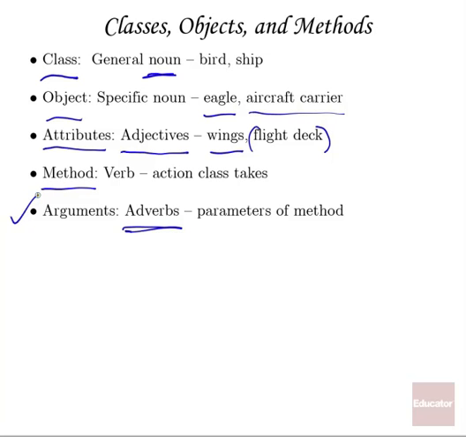So if we say that the eagle, for example, can fly, we might want to know how fast or how high. Same thing with an aircraft carrier, with a ship. How fast is it moving? What direction is it moving? Things like that are arguments when it comes to methods.